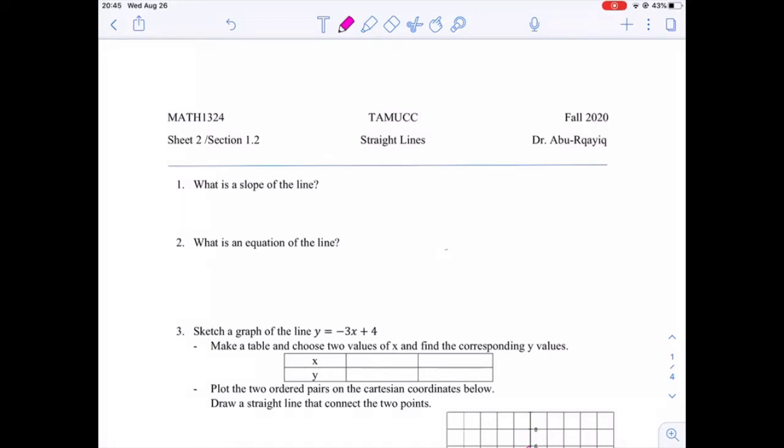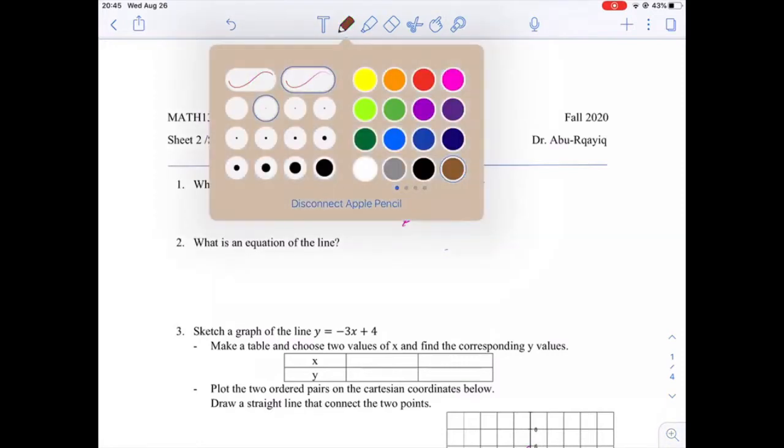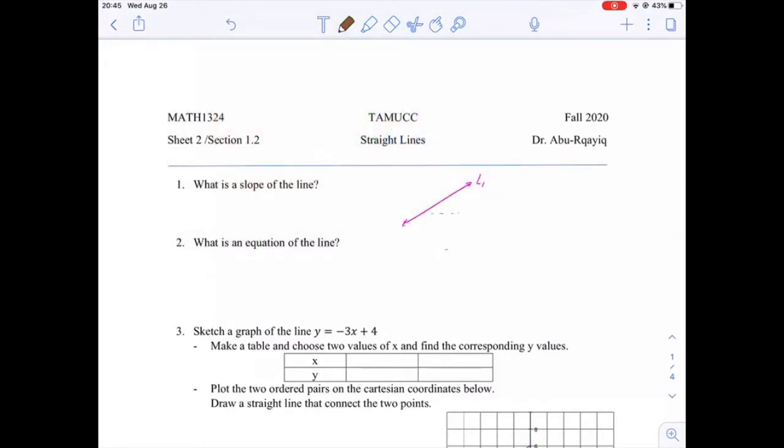In this lecture we talk about straight lines. So let's start with the concept of slope of a line. If this is L1, the line L1, and we want to find the slope, that means we are interested in finding the ratio rise over run. So this ratio rise over run is called the slope, and it's denoted as m, little m.